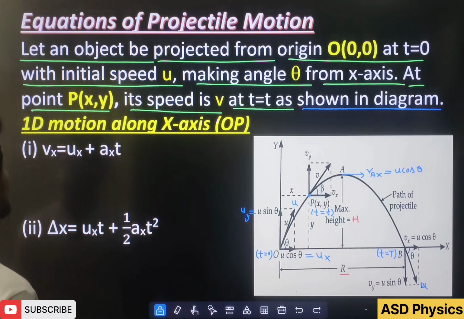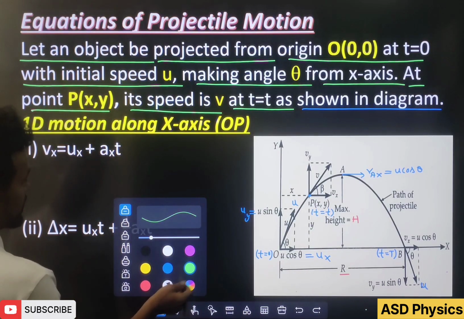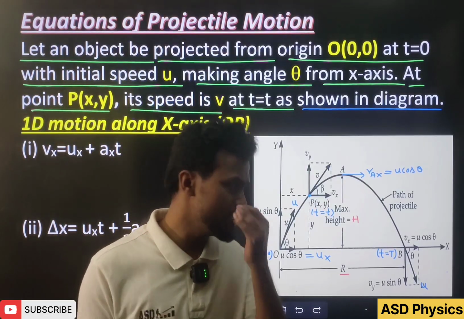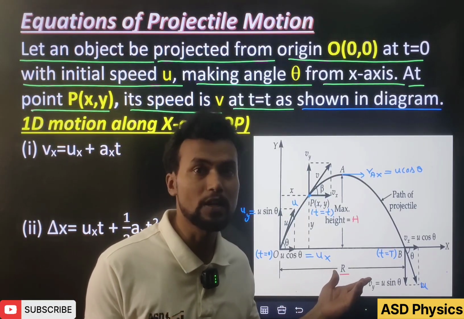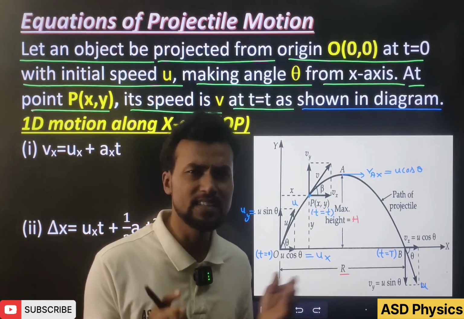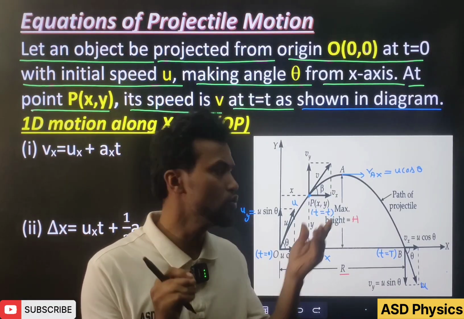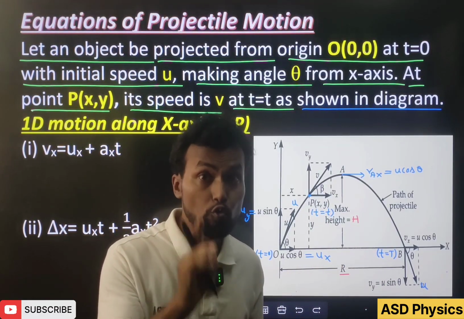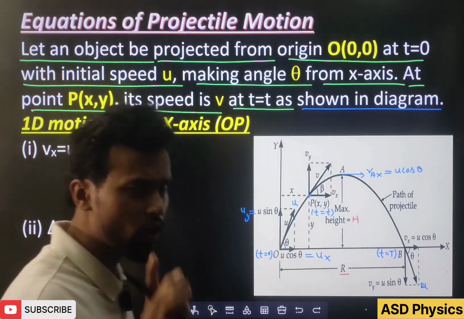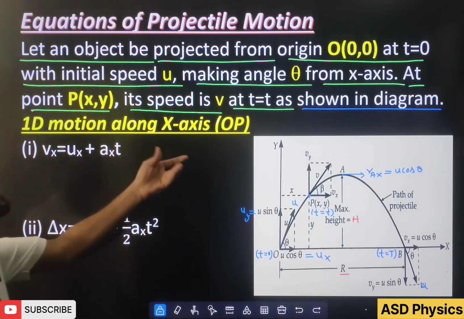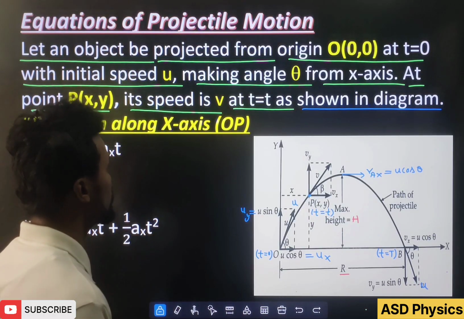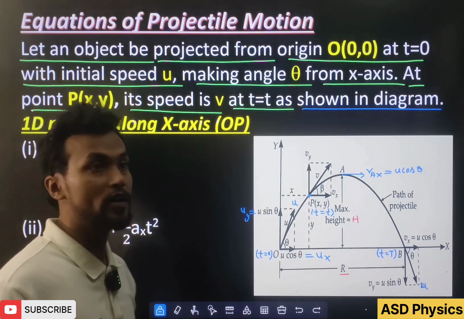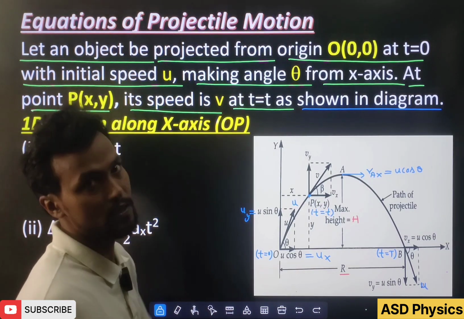Is it? Now students, let's see here, we are going to write here the 1D motion along x-axis, because see here, this projectile motion is two-dimensional motion. But to analyze it in a very easy way, what we'll do, this two-dimensional motion we will convert into two one-dimensional motions. Okay, so for that we are writing the equation. See, 1D motion along x-axis, as I have told you, and when I will use the equation of motion, initial and final point is required. Initial point O, final point P.